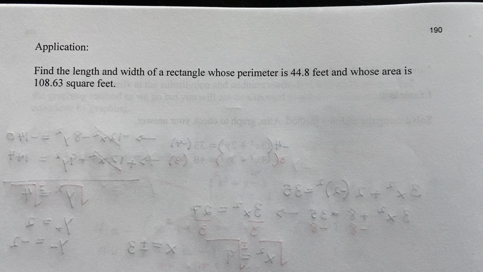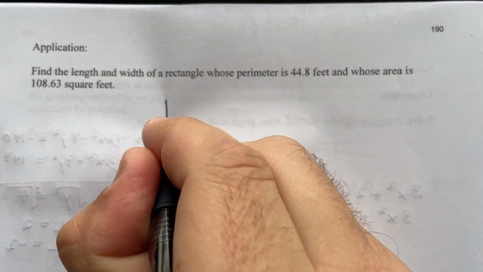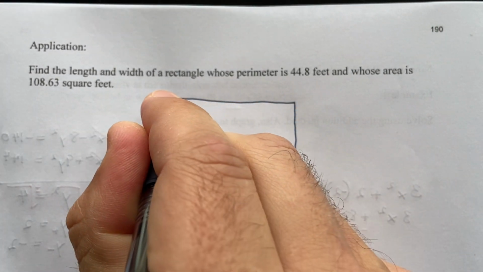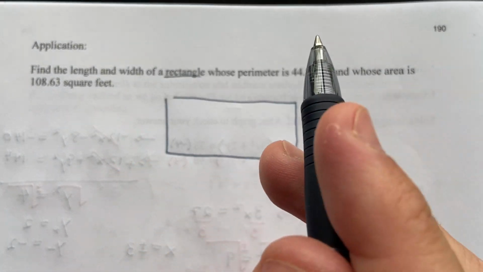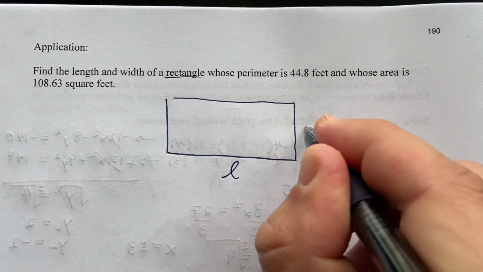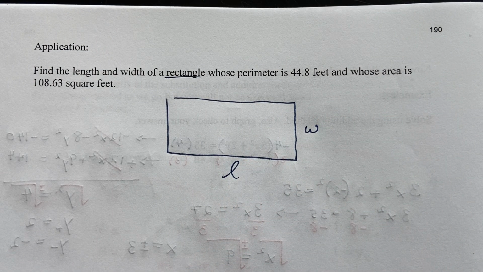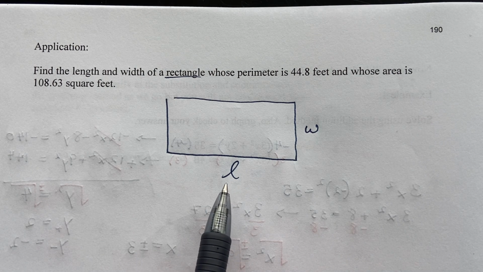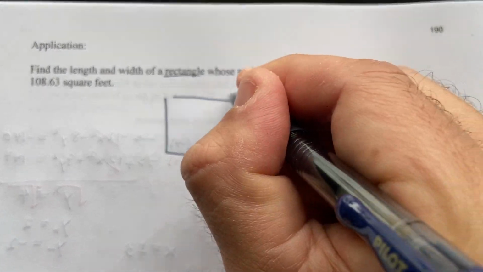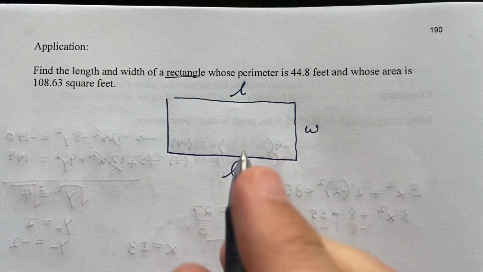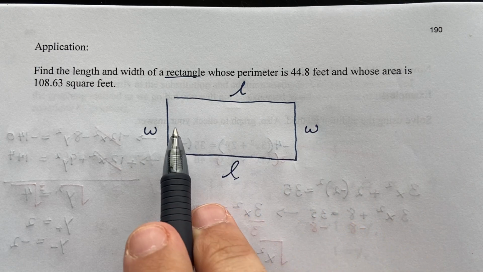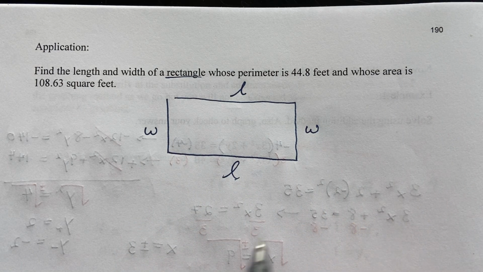It says, find the length and width of a rectangle whose perimeter is 44.8 feet and whose area is 108.63 square feet. So we have a rectangle. I'm just going to draw a quick picture since it was mentioned a rectangle. We're looking for the length and the width, so I'll go ahead and just label those accordingly. For rectangles, just naturally, if you have L over here, you'll also have L over there. And if you have W over here, you naturally have W over there.